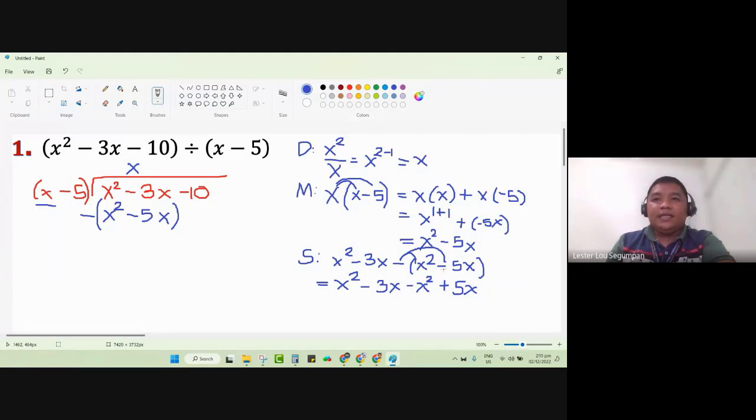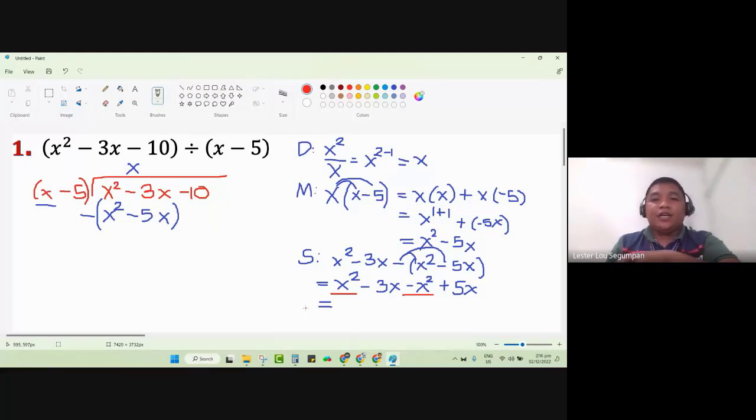Negative times negative is positive. To finish this step, you just need to look into the terms that could be combined. I'm talking about this term and this term. Don't forget that in this process, it's just subtraction or addition. The only thing we are going to consider when subtracting or adding polynomials is the concept of likeness of terms.